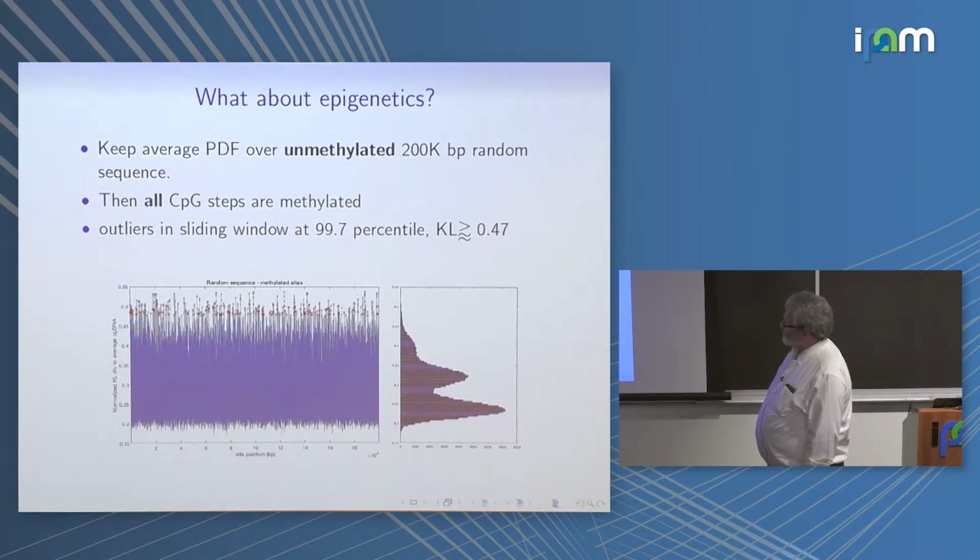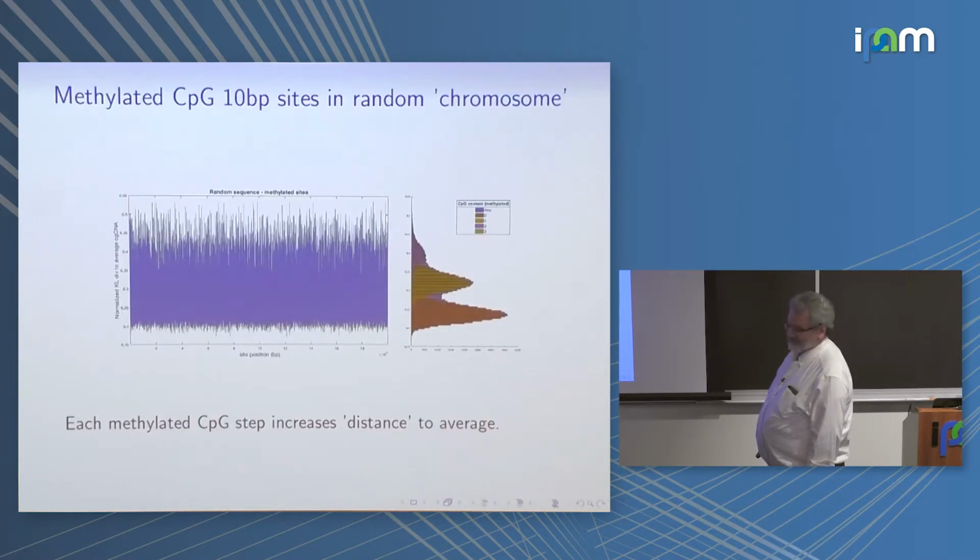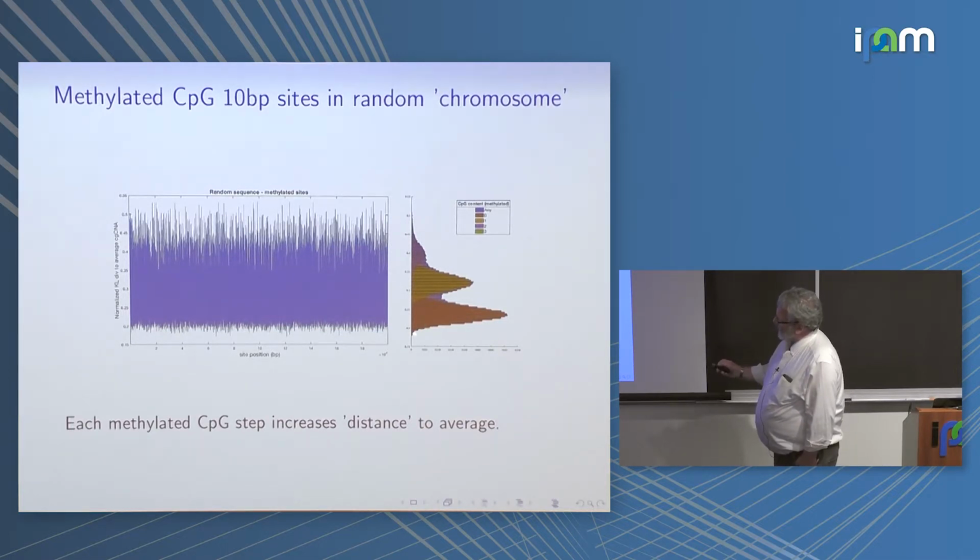So what's going on? Well, I think I didn't write it, this is still 10 base pairs. So what's the simplest possible explanation? Well, the simplest possible explanation is that this is actually a Gaussian where there happens to be no methylated steps. And that's exactly the Gaussian we saw before. But then as soon as you methylate one step, you get much farther from average.